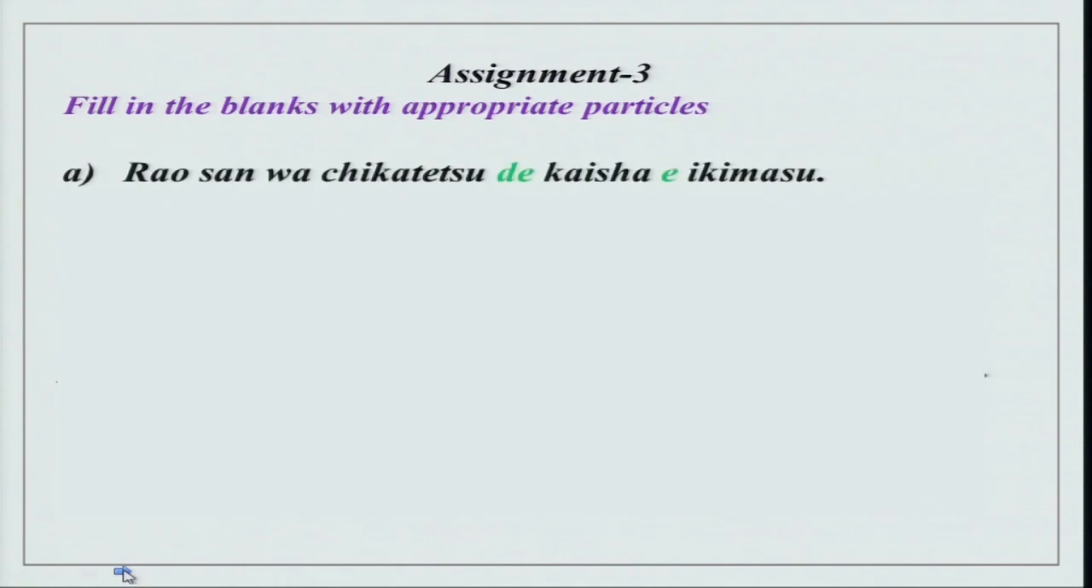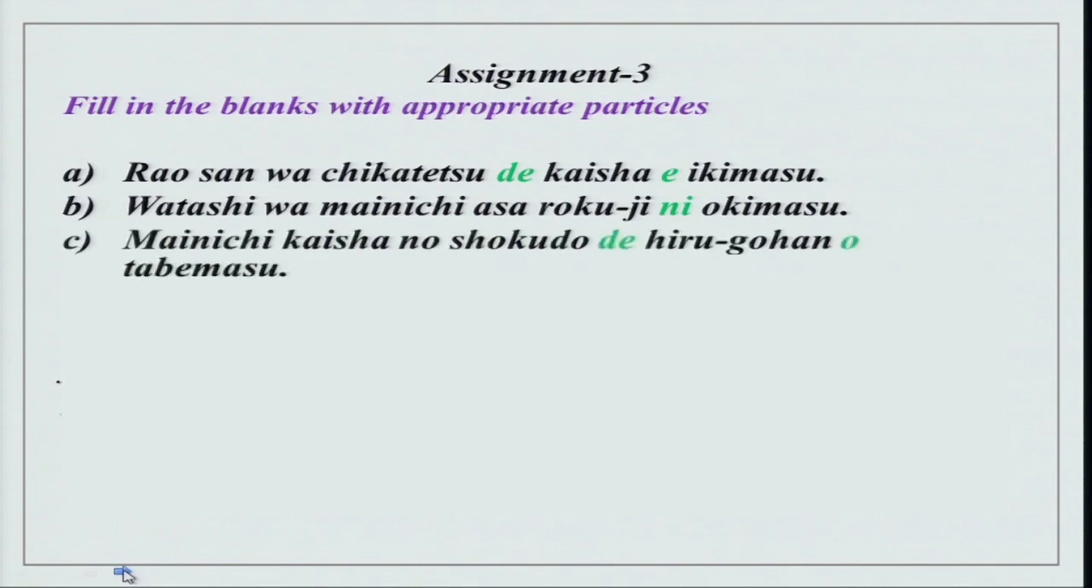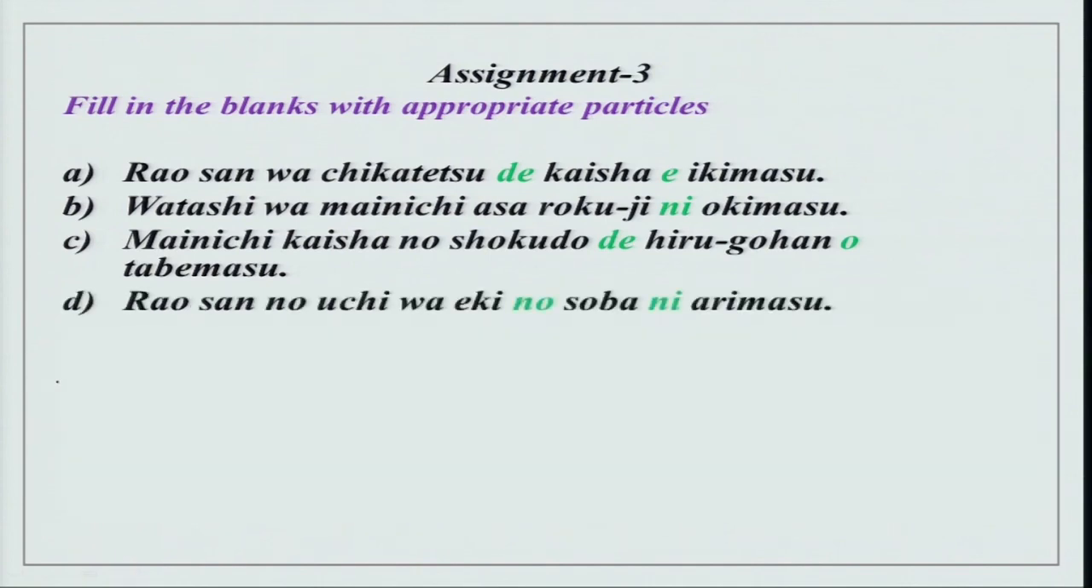Rao san wa chikatetsu de kaisha e ikimasu. Watashi wa mainichi asa 6 ji ni okimasu. Ni is for time. Mainichi kaisha no shokudo de hiru gohan o tabemasu. Place de activity o shimasu. Rao san no uchi wa eki no soba ni arimasu. So you have locational nouns over here. Ni arimasu is for location and existence.